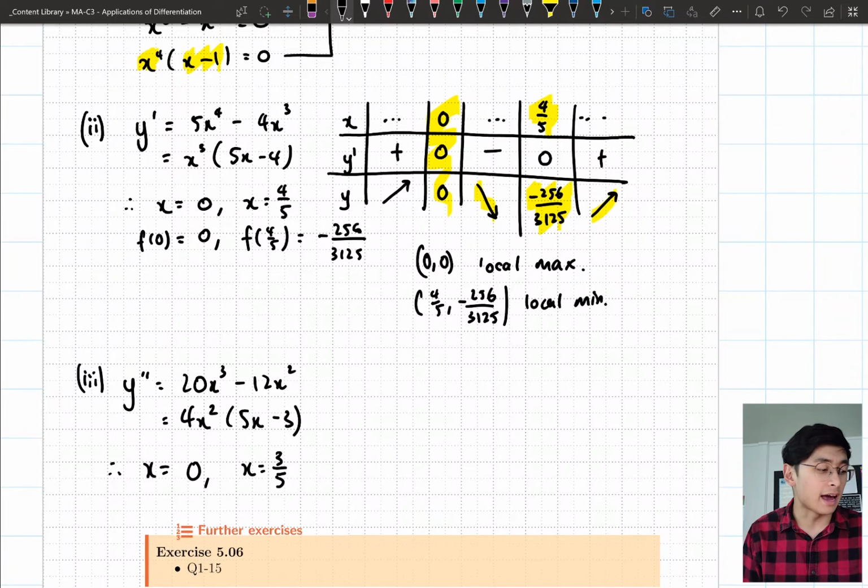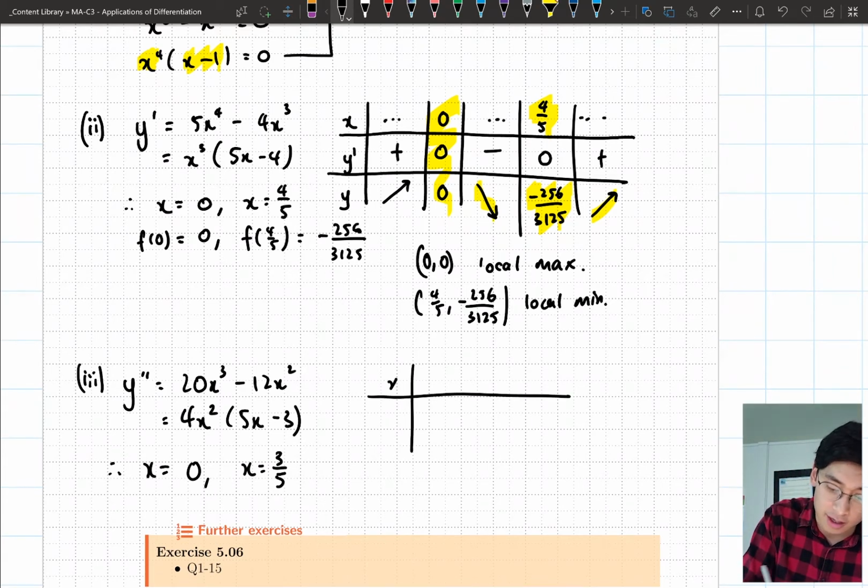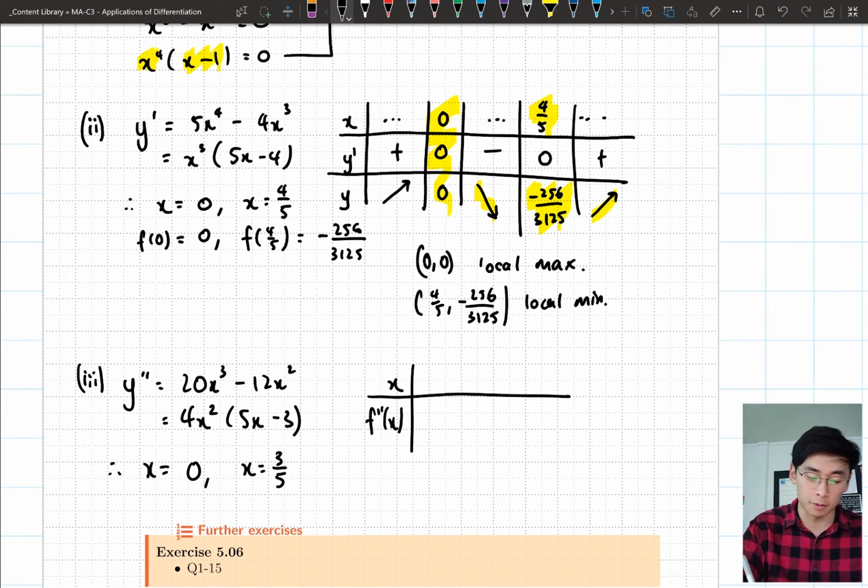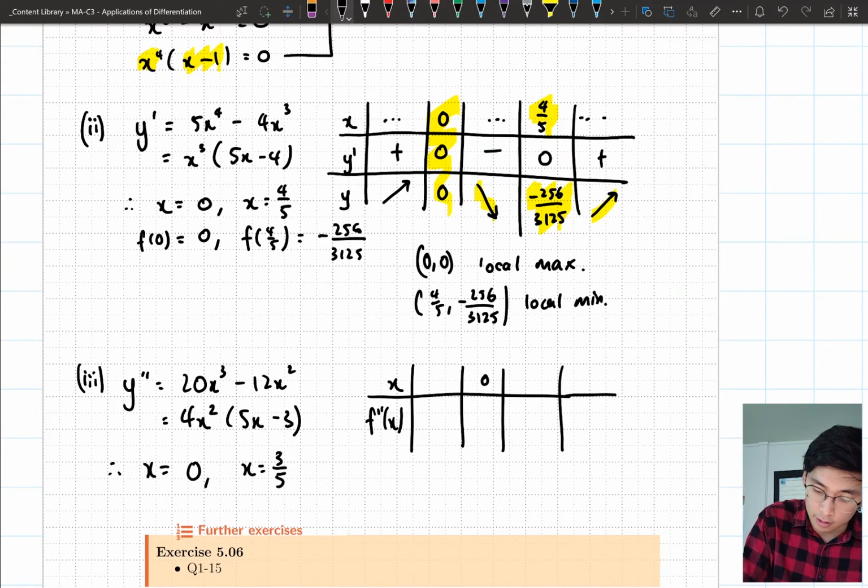So I want to find the x-coordinates of my points of inflection. I found the x-coordinates, but have I shown that they are indeed points of inflection? No, not quite. In order to do that, we actually need to check that on either side we have a concavity change. So I'm going to draw up my table again, but this time for my second derivative. With the second derivative, all we need is x and the second derivative. I'm going to put in my two zeros here. So I've got 0 and 3 over 5. I've got 0 and 0.